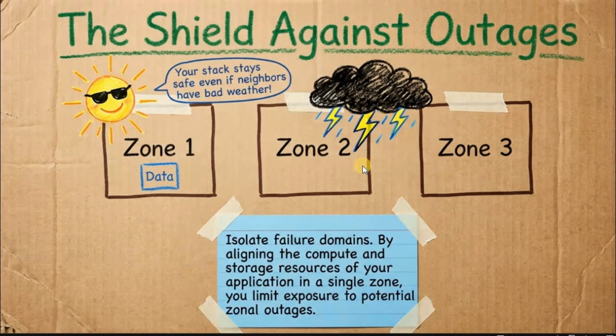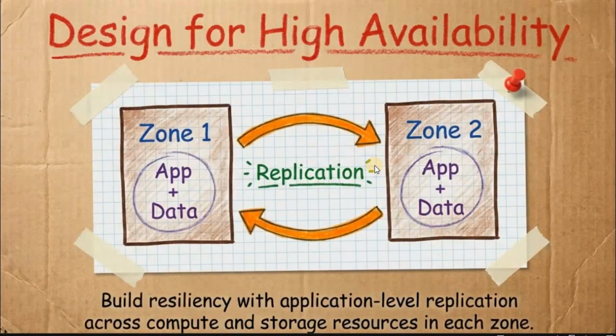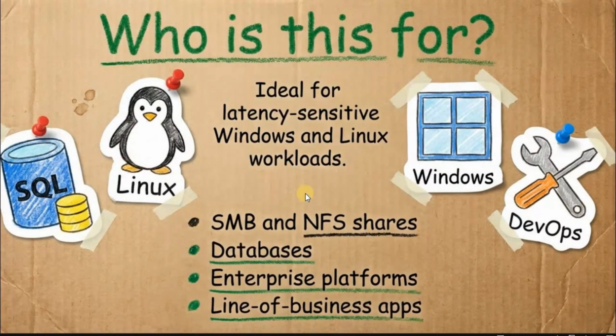The next reason would be the failure domain isolation. You can limit your exposure to potential outages by aligning your entire application stack, both compute and storage, within a single zone. Next on the list is zone aware high availability. For those building ultra resilient systems, you can use application level replication across multiple zones with dedicated compute and storage resources in each one.